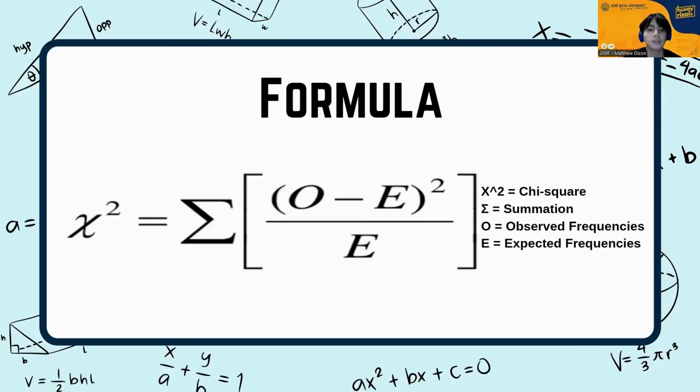Last, the formula for performing the chi-square test is chi-square equals the summation of observed frequency minus expected frequencies squared all over expected frequencies. That's all.